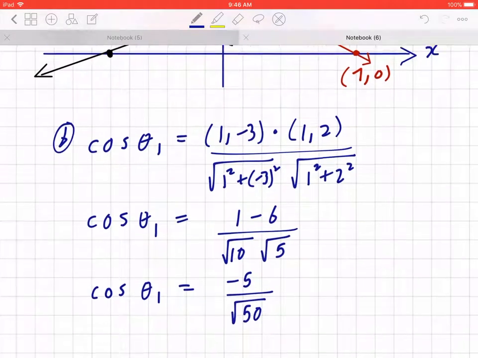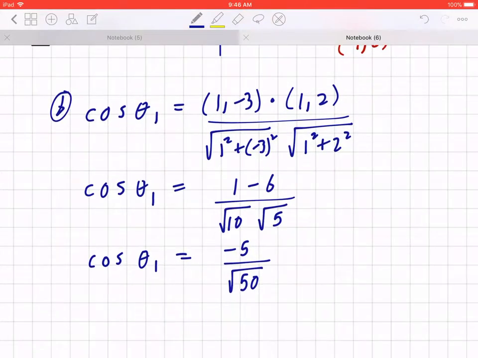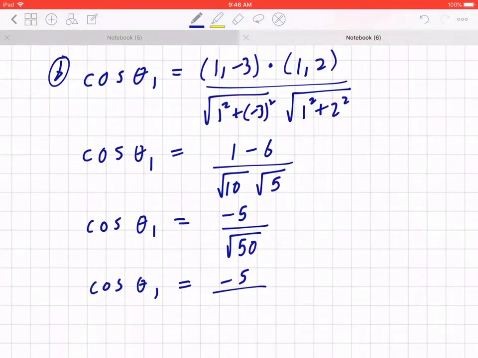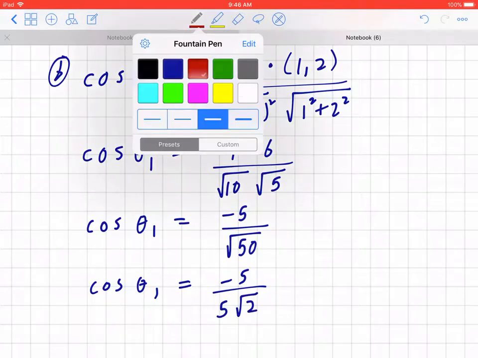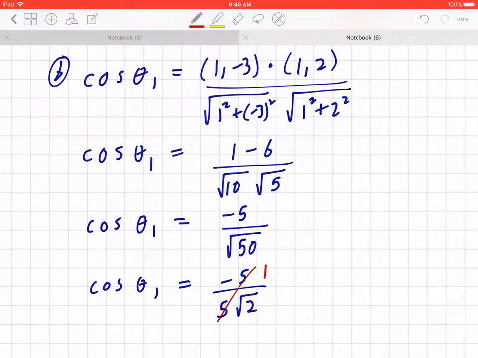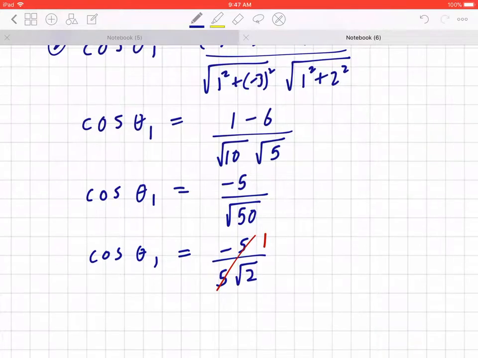Now, if you look at this carefully, this turns out to be a special angle, because root 50 is the same as 25 times 2, which is really 5 root 2. So if you divide the top and bottom by 5, that becomes negative 1 over root 2. Now again, you can take the calculator, you can work this out in degree mode, but if you recognize the special angle, this implies that angle theta 1 equals to 135 degrees.